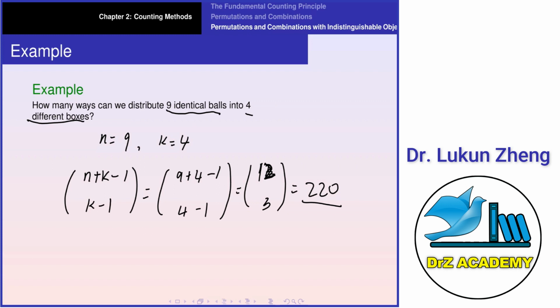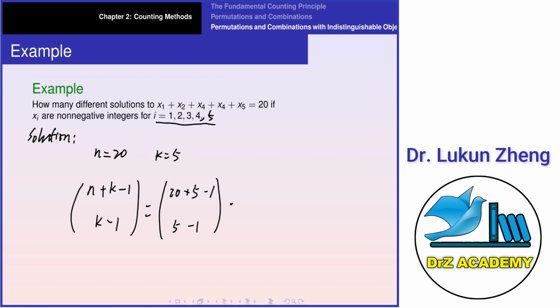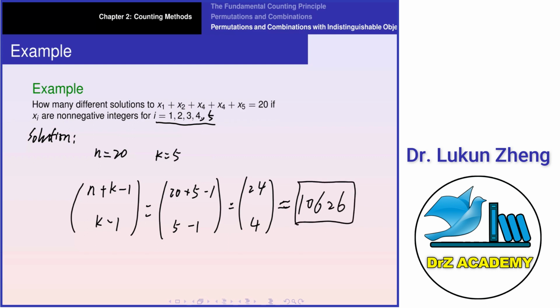Similar to how many ways can I distribute 9 identical balls into 4 different boxes. So you can view it as 20 identical balls that you are going to distribute into 5 boxes. Some of them may be 0, some of them may be 1, but the total is 20, and the balls are identical. So here n is 20, k is 5. So it is n plus k minus 1 choose k minus 1, which is 20 plus 5 minus 1 choose 5 minus 1, which equals 24 choose 4. Now you can find this using the calculator again. It is 10626. Very good.